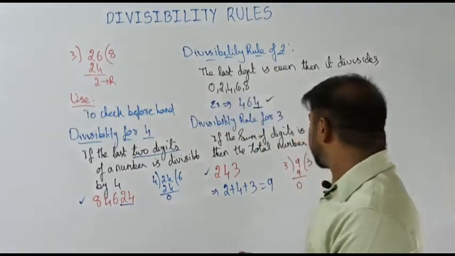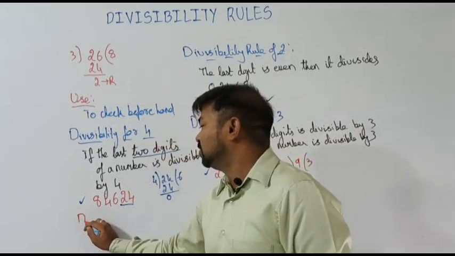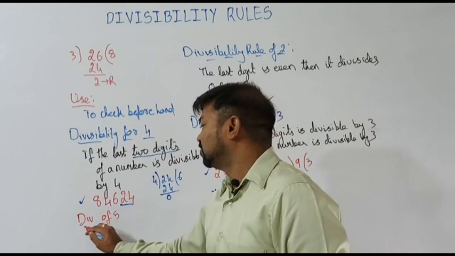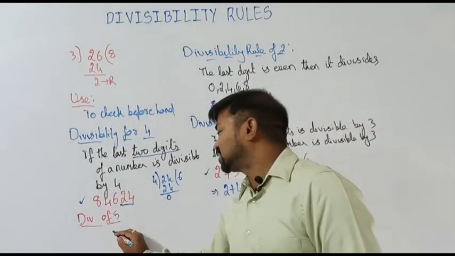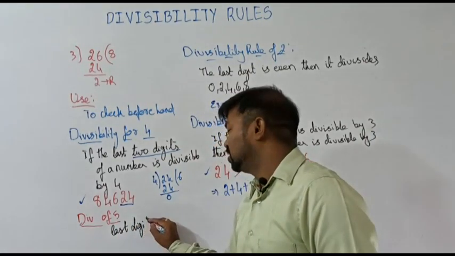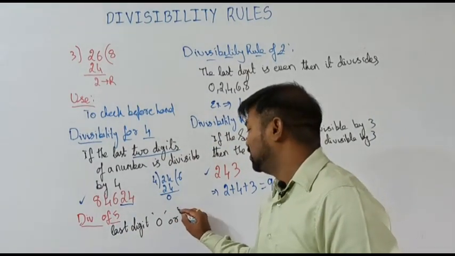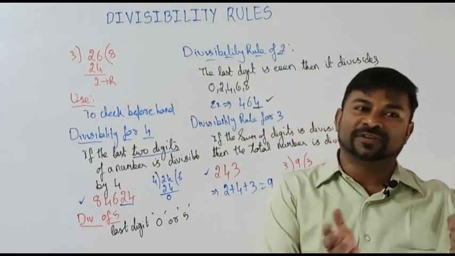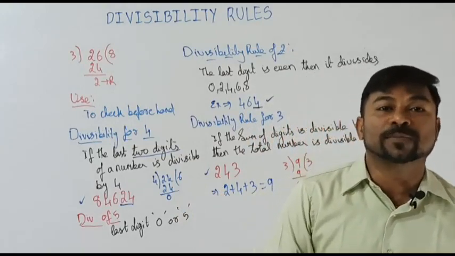Now, the last one, the divisibility rule of 5. This is a very simple one. What does the rule say? The last digit of a number is 0 or 5. Please remember, if the last digit of a number is 0 or 5, I can straight away say that the number is divisible by 5.